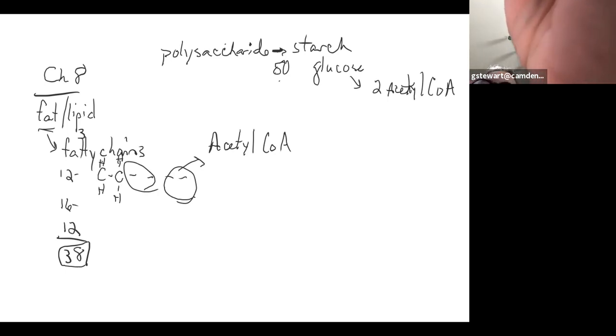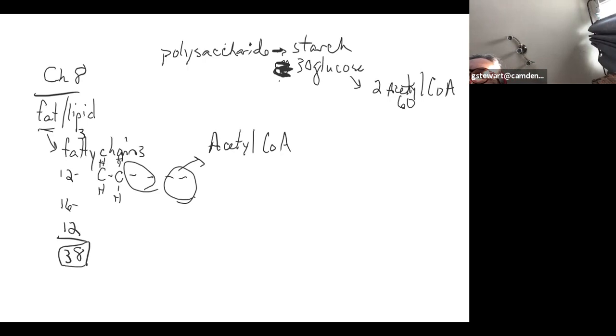Maybe this wasn't a good example. Maybe I should have used fewer glucose in my starch. Let's use 30 glucose in my starch, right? If I have 30 glucose units, that's still only going to give me 60 acetyl-CoAs total, and 1 fat with just 12, 16, and 12 fatty acid chains already gives me 38, or more than half of that, right? So the point I'm trying to make is that fats store a lot more energy than even complex polysaccharides.